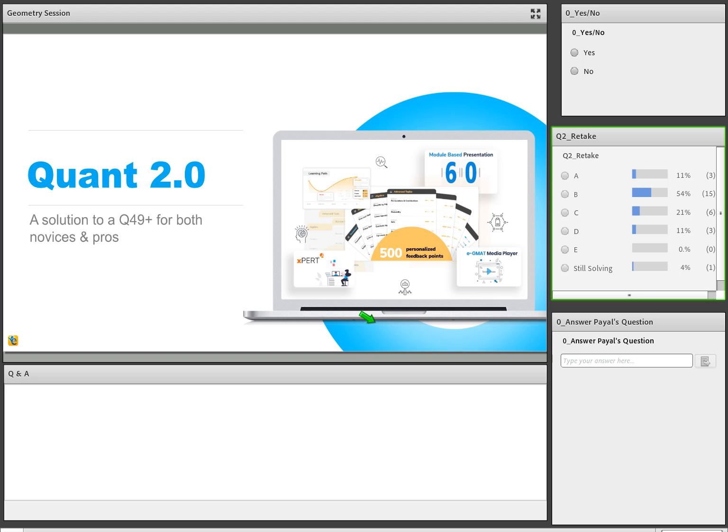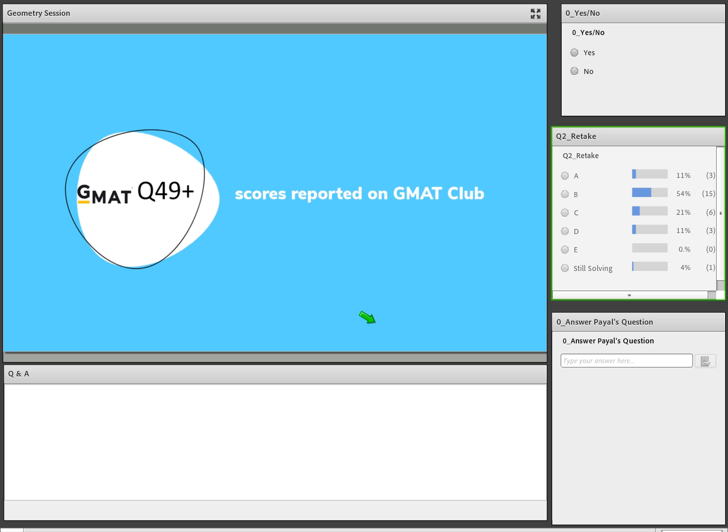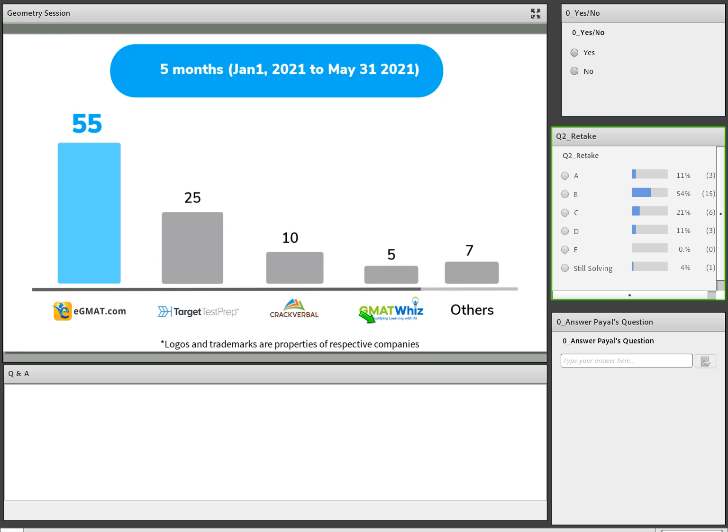Okay, and Quant 2.0 is a solution to get Q49 plus scores regardless of your starting level, whether you are a novice, whether you are a pro. In fact, we finished the launch of this course in May of this year, but we started launching modules from January of this year, and since that time we have seen that more and more students are able to get to that Q49 plus score by using the Quant 2.0 course, even with the partial launch of the course.